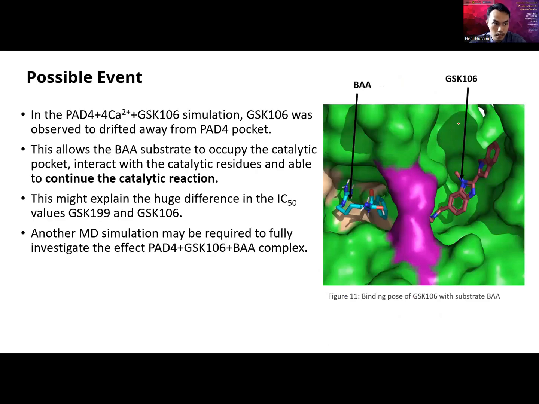Okay, the possible event here is that in the PAD4 with GSK106 simulation, GSK106 drifted away from the PAD4 pocket. This allowed the BAA substrate to occupy the catalytic site. This might explain the huge difference in IC50 value between GSK199, which is active, and GSK106, which is inactive. Another MD simulation is required to fully investigate the effect of the PAD4 with GSK106 and BAA complex.